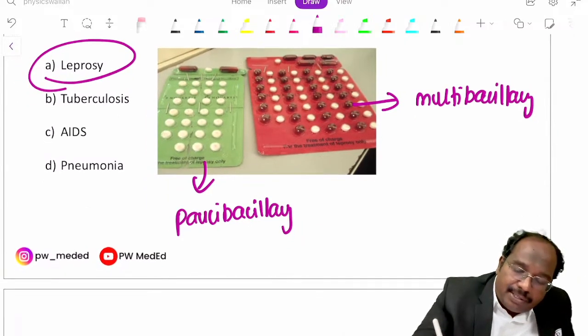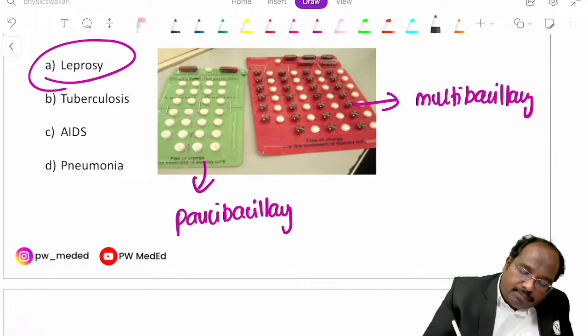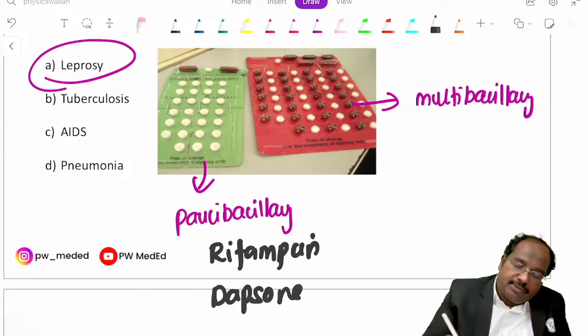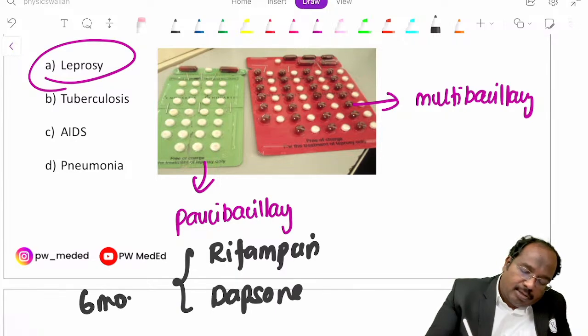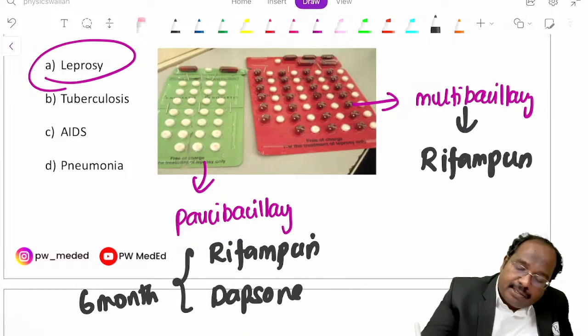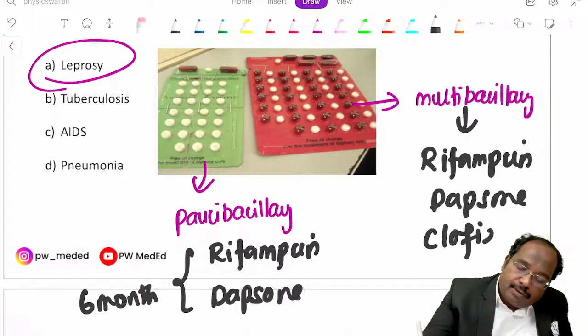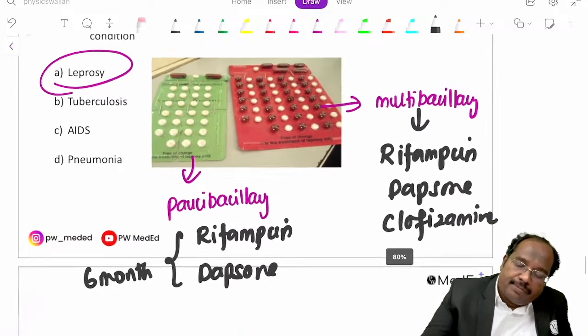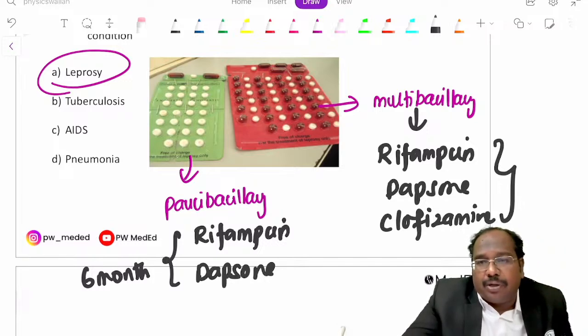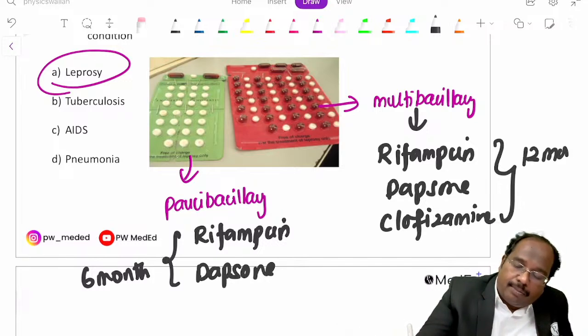For paucibacillary leprosy, we are going to give rifampicin monthly and dapsone daily for 6 months. For multibacillary, we are going to give rifampicin monthly, dapsone daily, and clofazimine daily. This we give for 12 months.